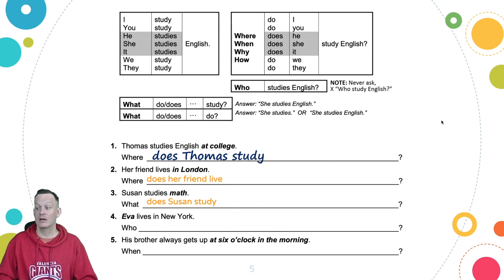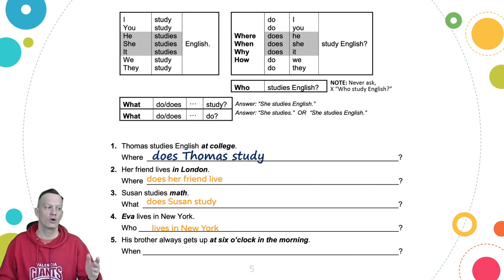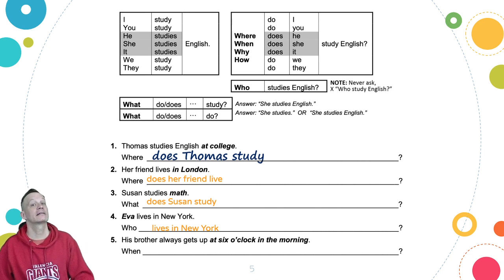So Eva, we are going to create a subject question. Who lives in New York? There is no do and there is no does because Eva is the subject. Eva lives in New York. Who lives in New York? Number 5. His brother always gets up at 6 o'clock in the morning.